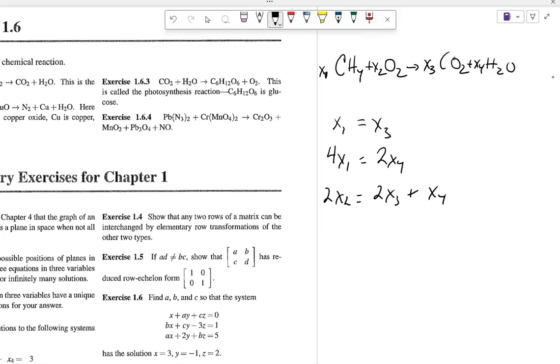Where do I get them? Why did I put them in there? Because I have to have the same number of atoms on the left as I do on the right for any of the atoms that are in there. I don't know what I'm doing to start with, so I'm just making it a variable. I have to solve for what those variables are.